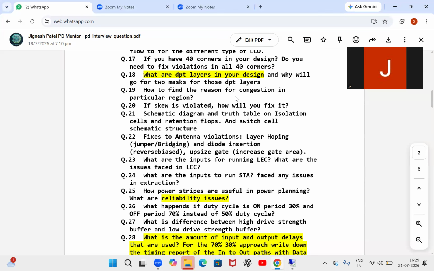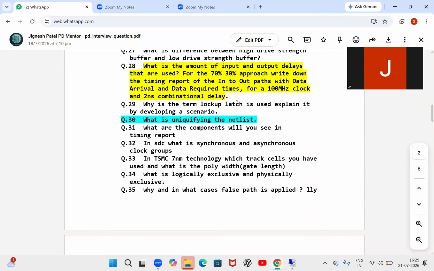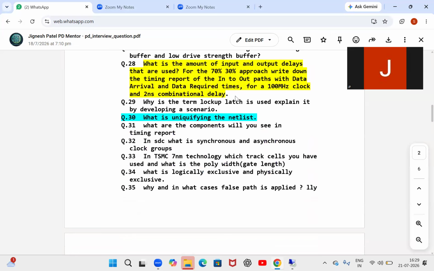Okay, fine. So scroll down. Yes, 31 number. What are the components you will see? I need a detailed answer, okay?